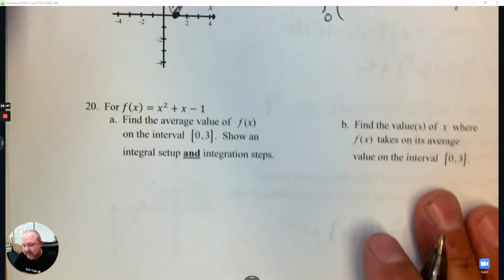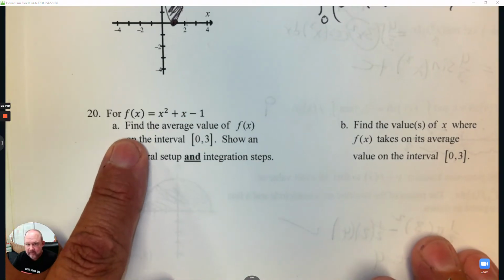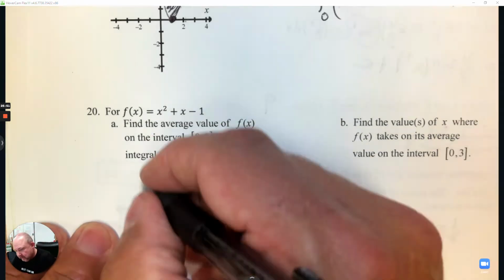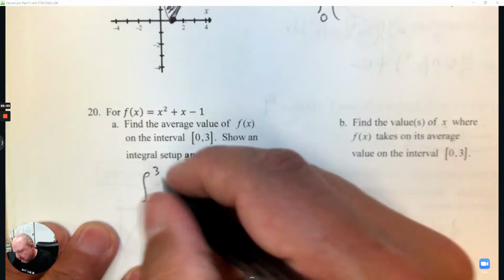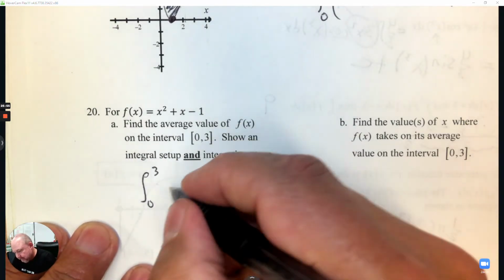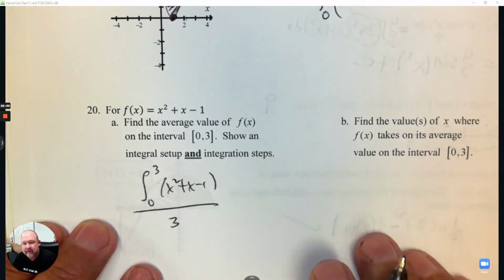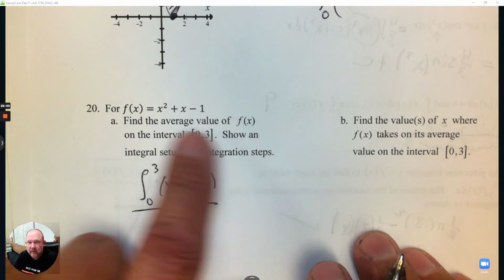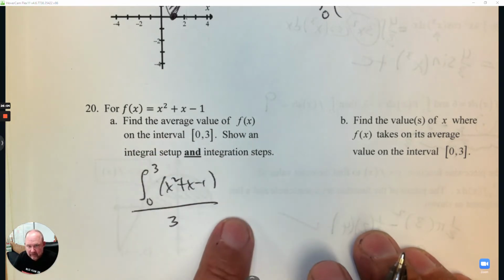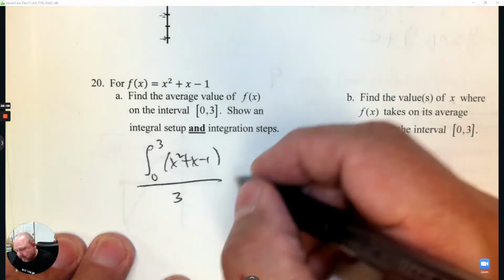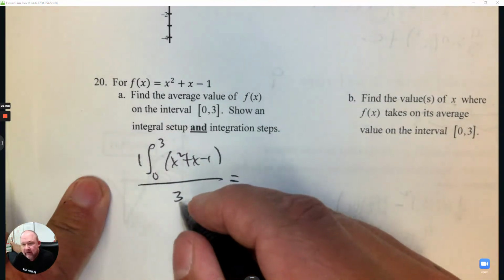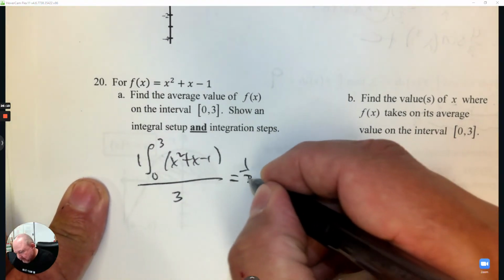20. Find the average value of this from 0 to 3. So I'm going to integrate from 0 to 3. And then divide by the difference of the bounds. So show integral setups and integration steps. So I actually have to do the work. So this is really 1 over 3. I'm just going to write that in front.